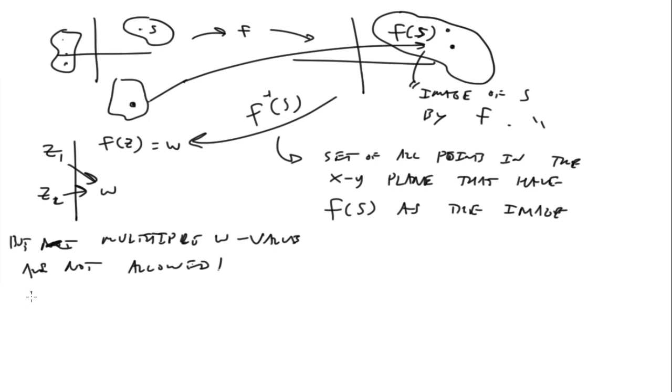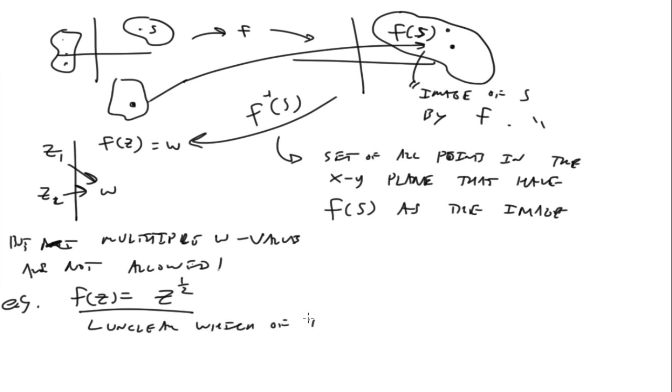So for instance, let's think about this function. Let's think about f of z is equal to z to the 1/2. So if I write this down, it's still sort of unclear which of the two roots we want. So we need a little clarification here, and in general, if we have multiple valued functions, we need to specify which of the values that we want, and that's going to have to be done on a case-by-case basis, depending on the function itself.